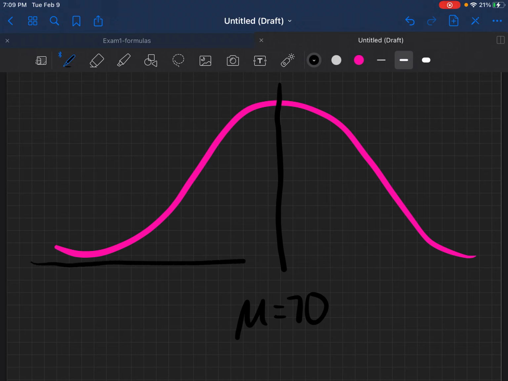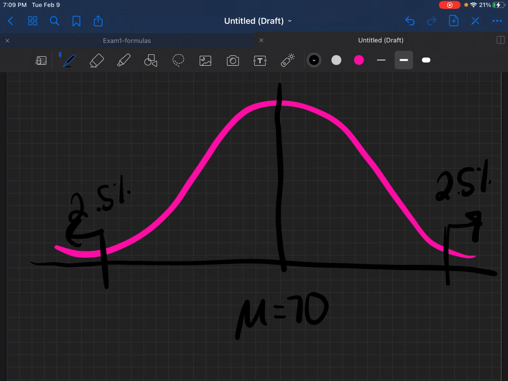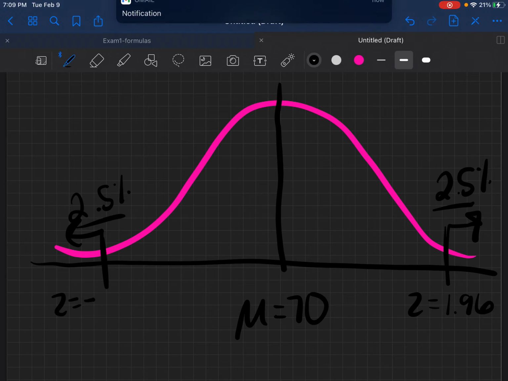And it's asking us to find the middle 95%. So in order to find the middle 95%, we have to find the upper 2.5% and the lower 2.5%, because we split that 5% in half and put half at the highest end and half at the lowest end. So when we did that, we realized that a z of 1.96 corresponds with the upper 2.5%, and a z of negative 1.96 corresponds with the lower 2.5%.